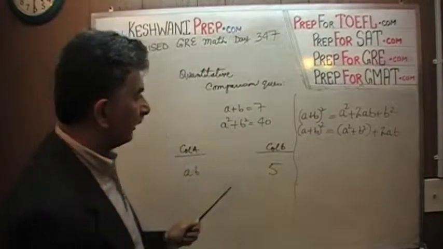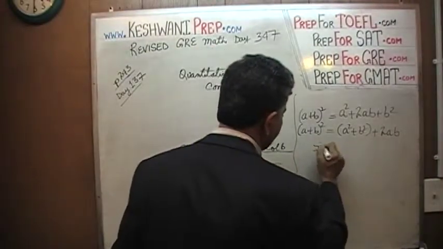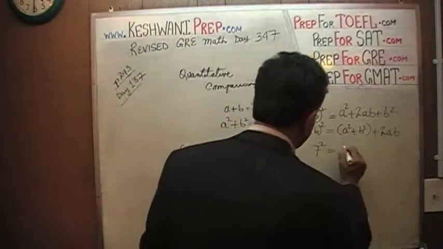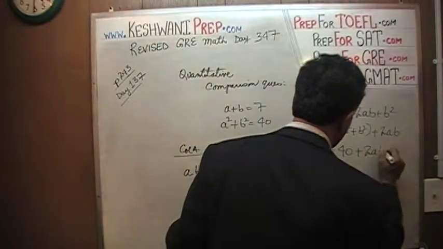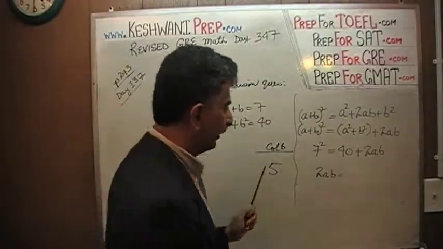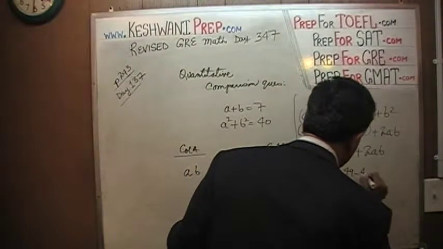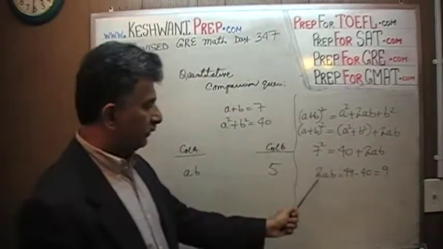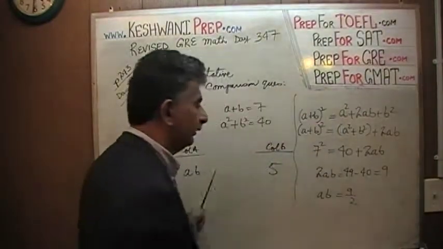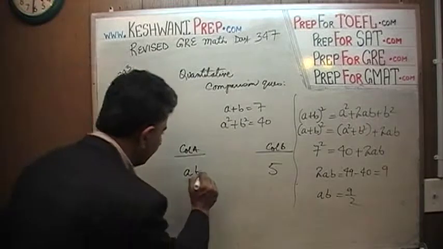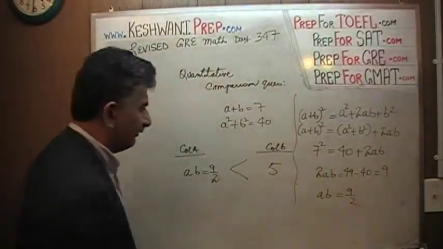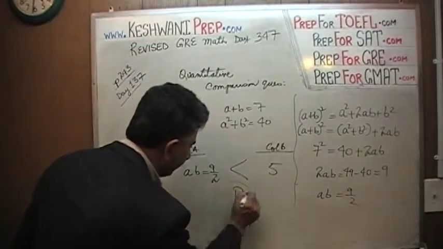A plus b we know is 7. So this is 7 squared. And this is a squared plus b squared, which we know is 40. Plus 2 times ab, which means 2 times ab is simply 49 minus 40, which is 9. If 2ab equals 9, that means ab equals 9 over 2. That's all. A times b equals 9 over 2, which is 4.5, which is less than 5. 5 is bigger, therefore the answer is b.